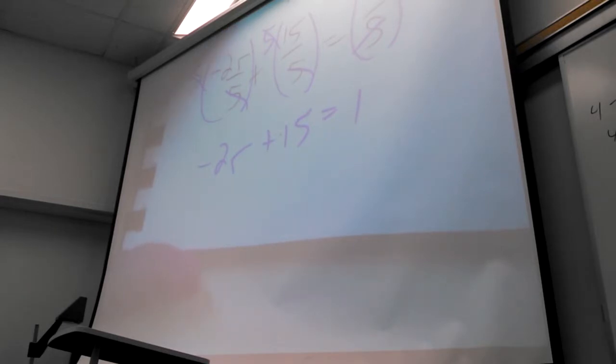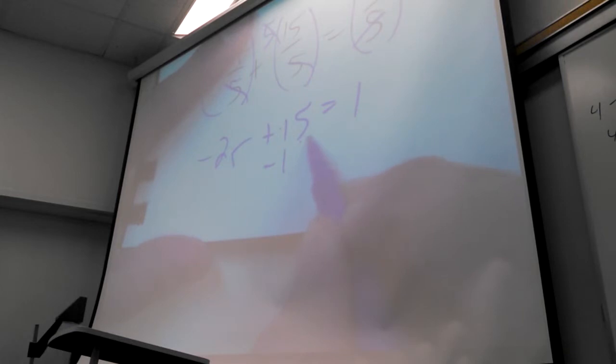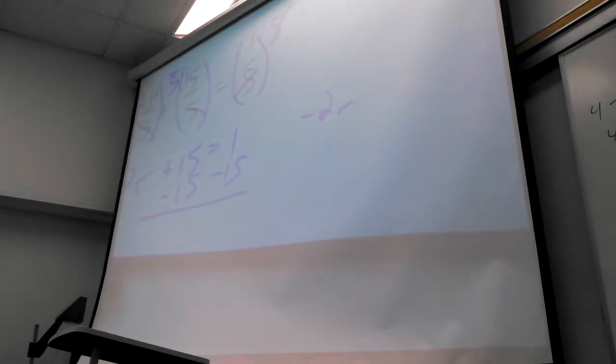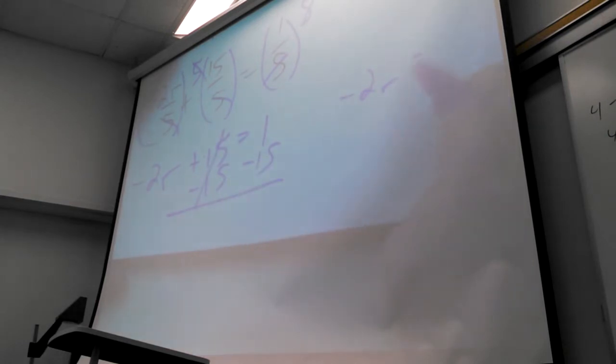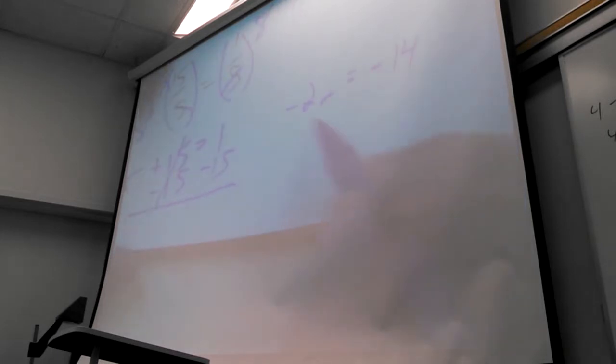What do I do to solve that? Subtract 15. So you get negative 2r equals 14. Let me stop there for a second. Is that all right? And then the last step is dividing by negative 2, and I get r equals 7. Positive 7. Good. All right, so let's try the next one. Yeah, the next one's a little more interesting.